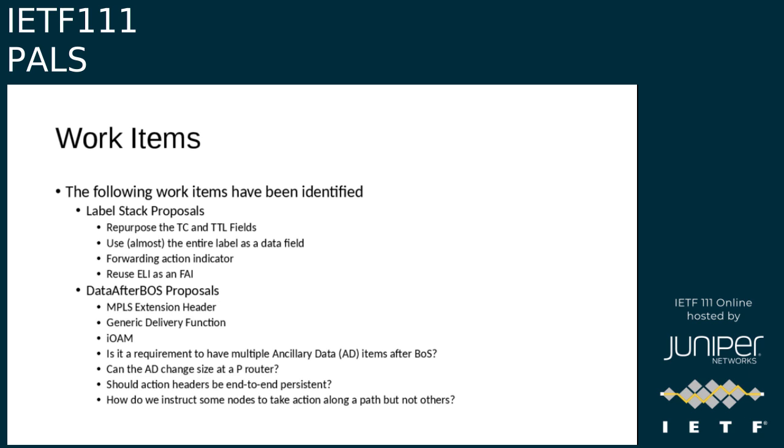Introduce something that people have been calling forwarding action indicators. So this is ancillary and additional instructions compared to the top of stack label. One of the proposals is to reuse the entropy label indicator as an FAI. And then after the bottom of stack, we have data to be carried, or at least in most cases.